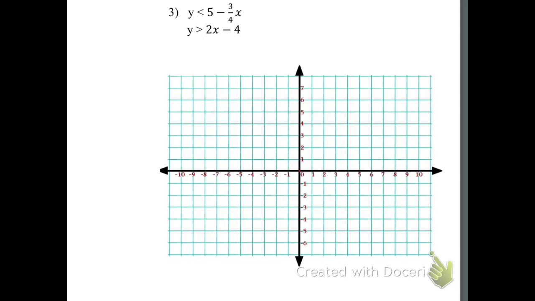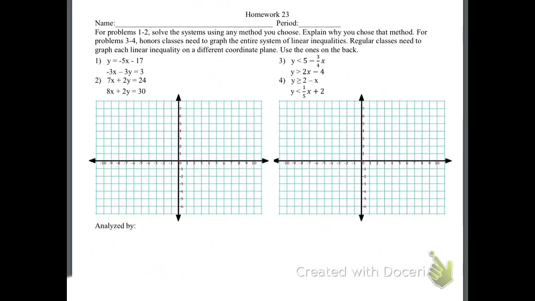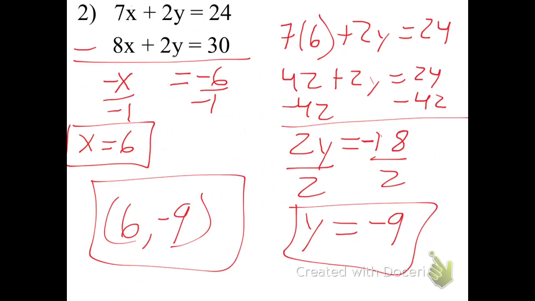Okay, we're going to move on to number 3 and 4. So for 3 and 4, there's a big old chunk of instructions here. You should probably read those. I don't type them up just so it looks good with words at the top. You should probably read those to find out what you're supposed to do. So, for the honors class, you are supposed to graph the entire system. For the regular classes, you need to graph each inequality on a different coordinate plane. I'm going to just do the regular classes first.